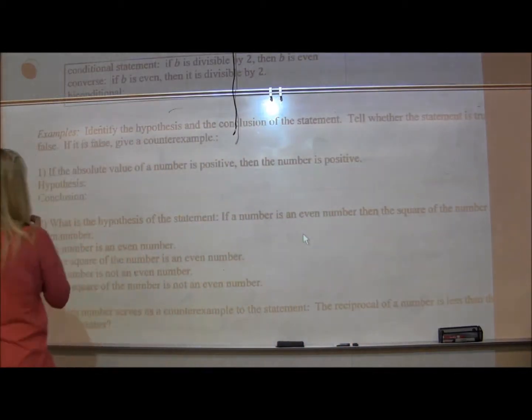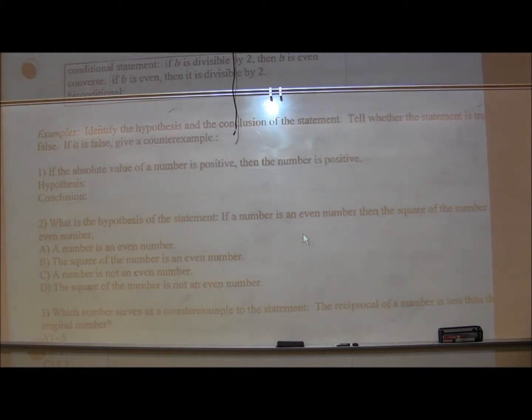Here we go. We're going to look at some examples. So we're going to identify the hypothesis and the conclusion and tell whether the statement is true or false. If it's false, we're going to give a counterexample. Okay. If the absolute value of a number is positive, then the number is positive.